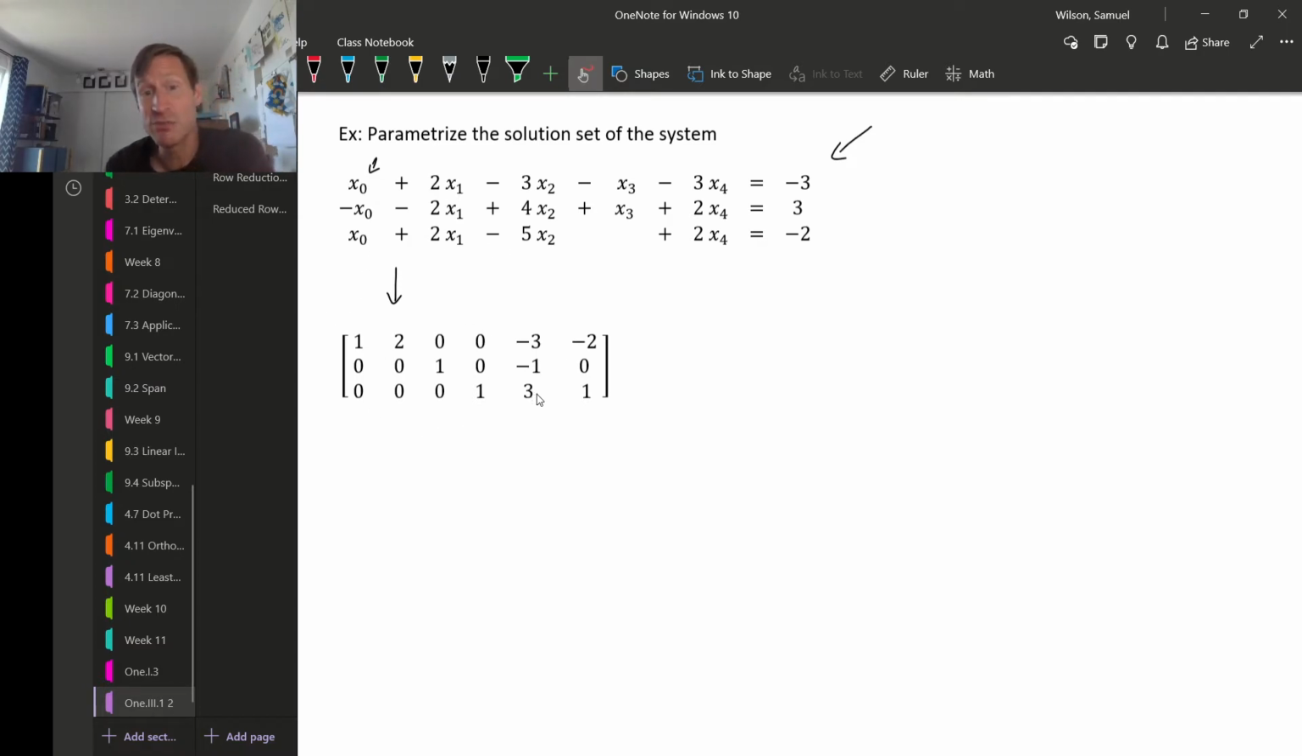But now that we have this reduced row echelon form, let's go ahead and write down the parametrized solution set. So this is our augmented column over here. We have five columns to the left of that. So that means there are 5 variables, and sure enough, x0 through x4, that's 5 variables. So when we write down our parametrized solution set, we have our 5 variables like this.